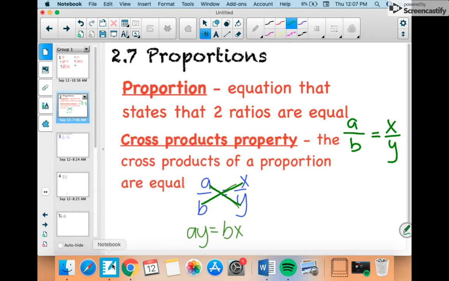To solve a proportion, we use the cross products property. The cross products of a proportion are equal. So we can multiply diagonally across the equal sign and we get AY equals BX. Then we don't have any more fractions or ratios. So we're going to take a look at a few examples.